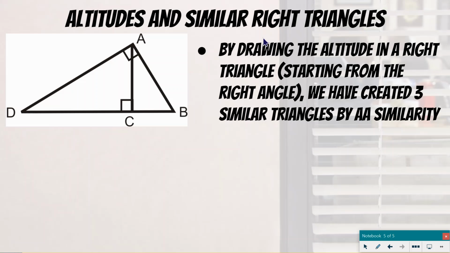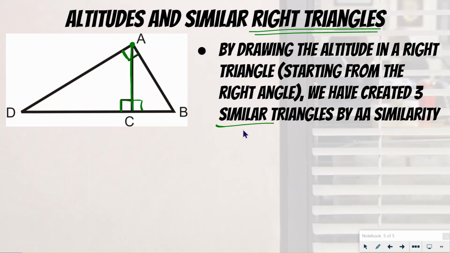So when we do this with a right triangle, something special happens. We're starting at the vertex with the right angle and going straight across to the hypotenuse. That's our altitude, and it's hitting the hypotenuse at a right angle. When that happens, it also forms a right angle over here. And because it does that, it forms three similar right triangles.